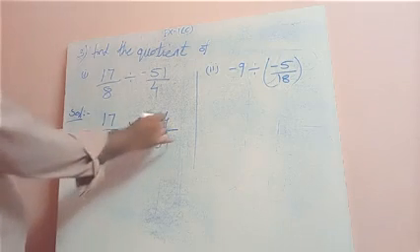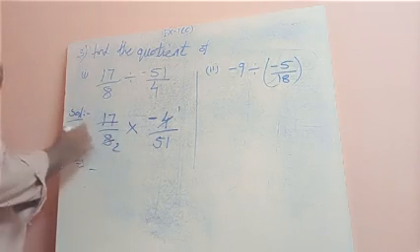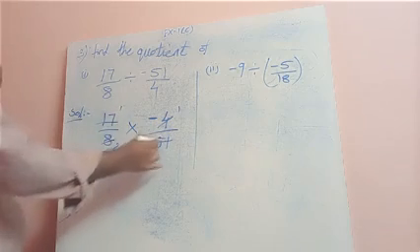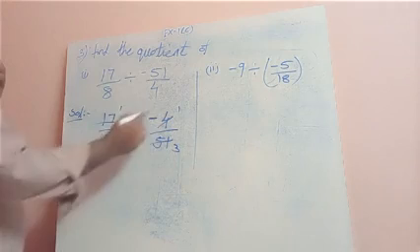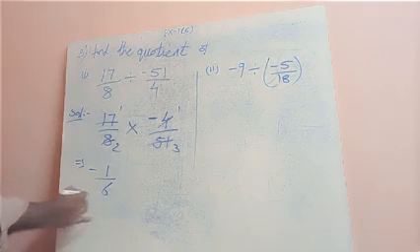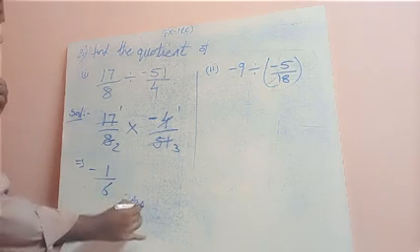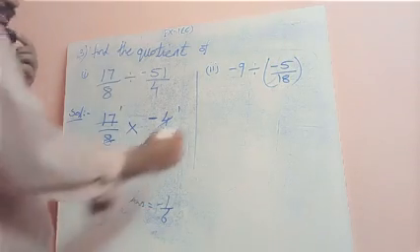Next is cancellation. 4 ones are 4, 4 twos are 8. Directly, the 17 table will cancel: 17 ones are 17, 17 threes are 51. Now the numerator has 1 and 1. 1 into 1 is 1. The denominator has 2 and 3. 2 threes are 6. Therefore the answer is minus 1 by 6. Next sum is given here.